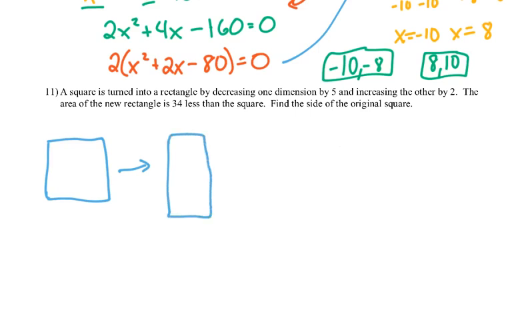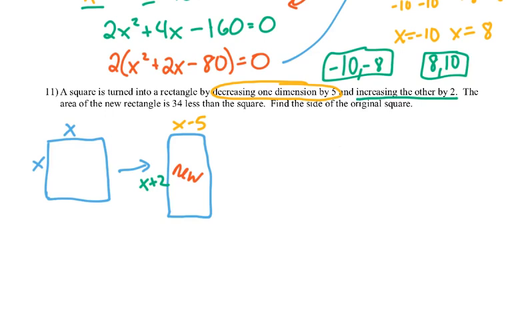So we don't know anything about the square, but I do know that squares have the same sides. So if I call x the width, then x is also the length. So that's kind of nice. It's the same thing. Now this square is going to turn into this rectangle because the top part is going to get smaller, and it's going to get smaller by decreasing by 5. So x minus 5. And then the other side is going to get longer by increasing by 2. So x plus 2.